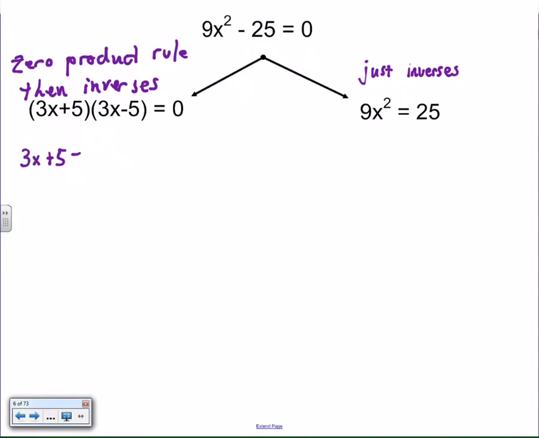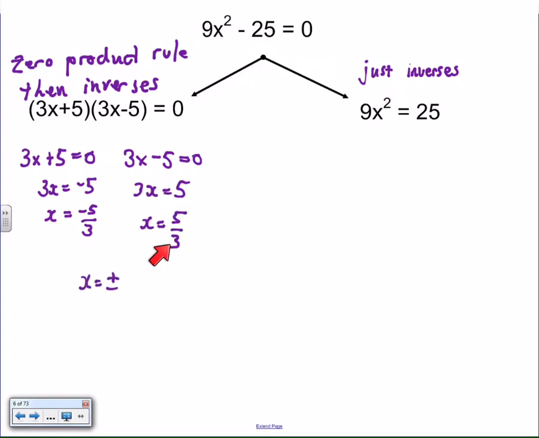Here's how that's going to look. We have the 3x plus 5 equals 0 or the 3x minus 5 equals 0. That's the zero product rule. Inverses tell me that 3x equals negative 5 or x equals negative 5/3, or 3x equals 5, x equals 5/3. So those are our two solutions.